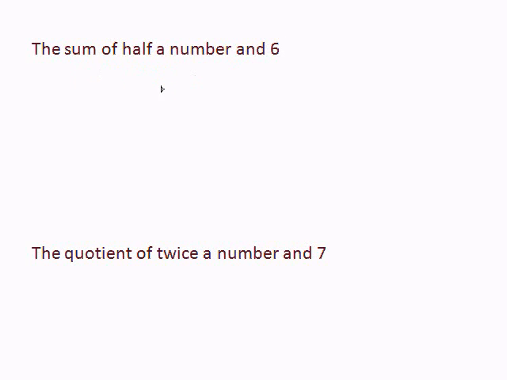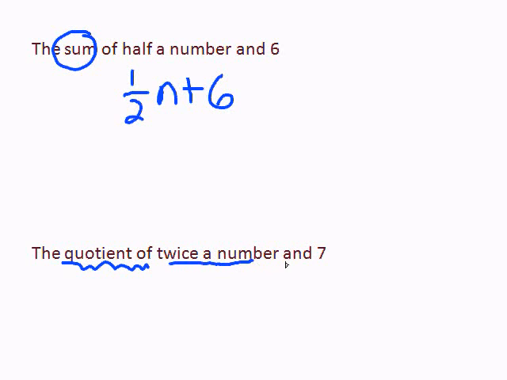Alright, the sum of half a number and 6. We take half a number and we sum it up with 6, plus 6. The quotient of, so we know we're going to divide. What 2 things? We're going to divide twice the number and 7. So we take twice the number and we divide it by 7.